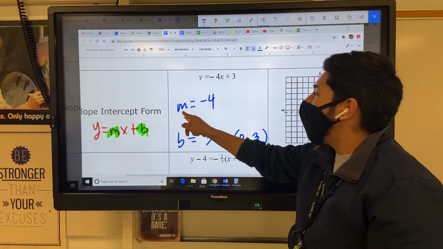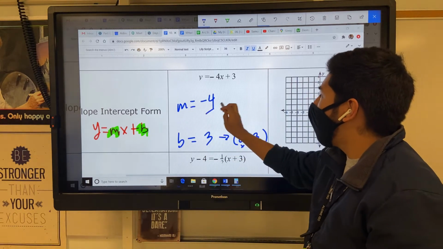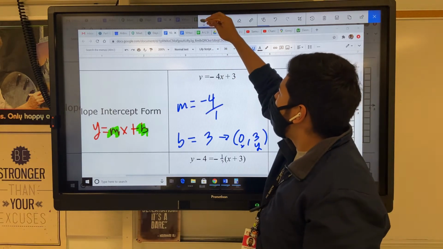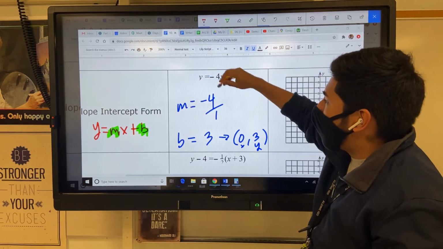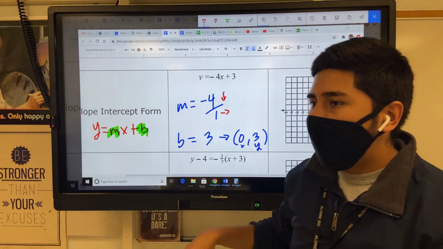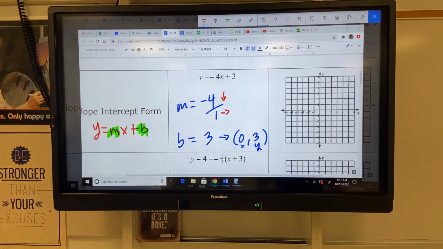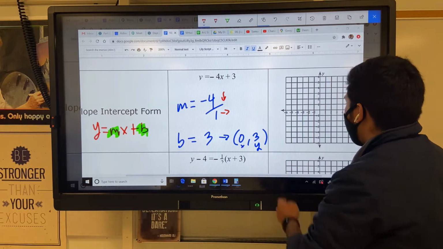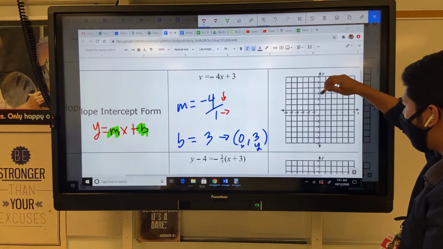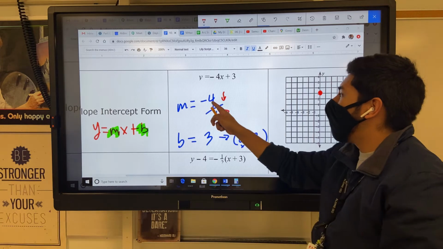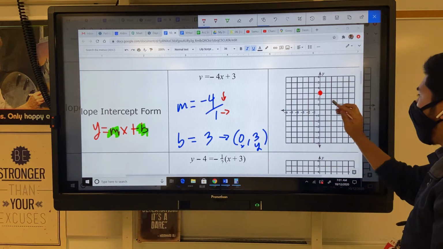And then we need my slope as a fraction, so don't forget to put it over 1. Since this is negative, please remember that we are going down and then 1 to the right. We're always going down or up and then to the right. All right, let's start it. Start with my y-intercept at (0, 3). It's on my y-axis. And then we do the 4 down and 1 to the right.